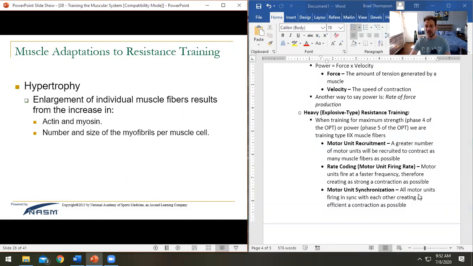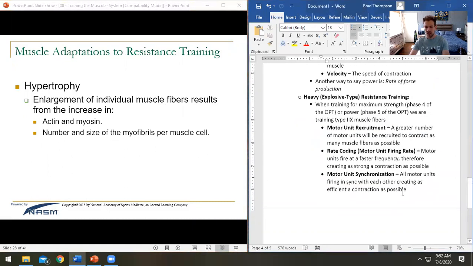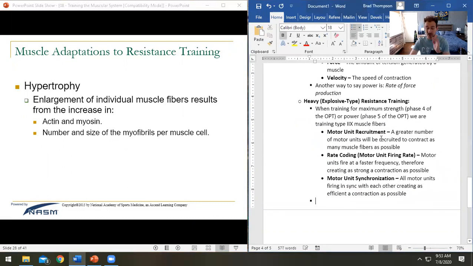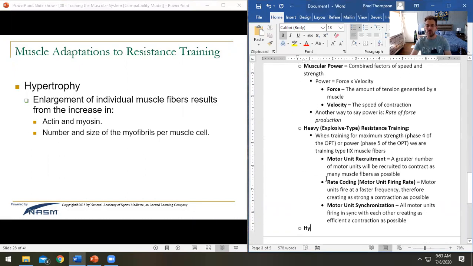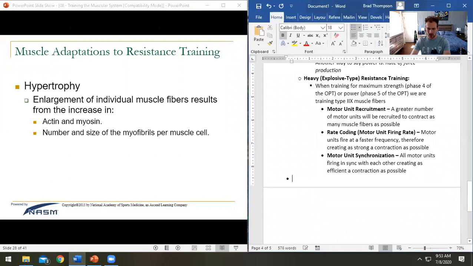Now, talking about other adaptations that we're going to experience, another one we are going to see is hypertrophy. Oh, I'm not in the right place, actually. Hold on. I need a different section header here. So, muscular adaptations to resistance training. Let's go to neural real quick.